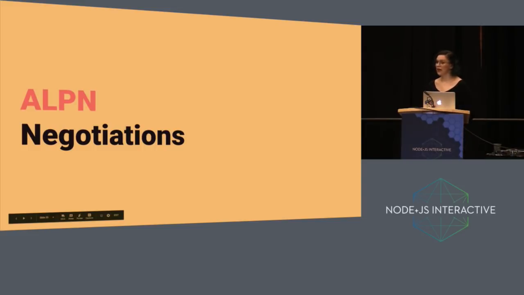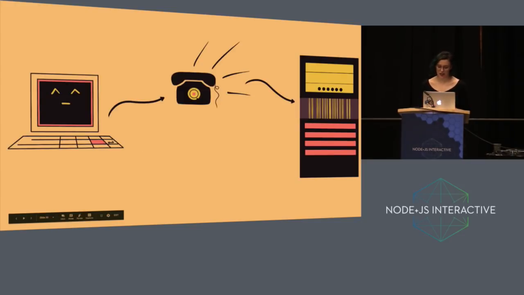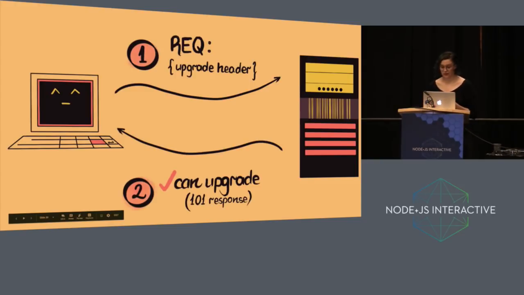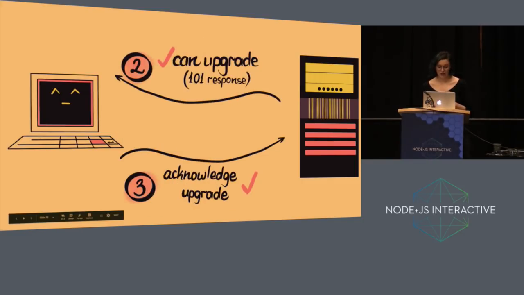All right. ALPN negotiations happen between the server and the client when you make a connection. This is a very agreement-based connection, where both the server and the client have to agree on a bunch of stuff. It goes on like this. First, a client makes a call to the server and wants to connect. It sends over a request, or a set of frames, with an upgrade header. The server says that it can, in fact, upgrade and sends a 101. After it sends the 101, the client will say, yes, I acknowledge that I can upgrade. It kind of goes on forever.